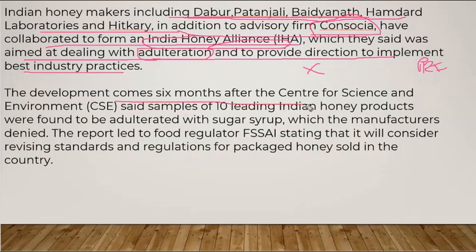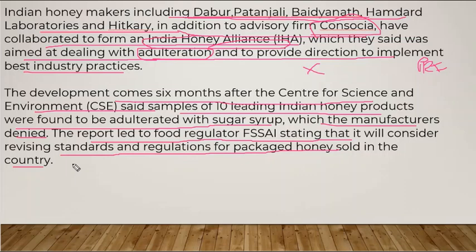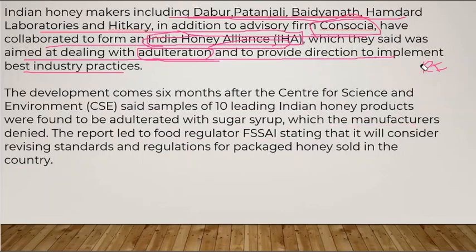The development comes 6 months after the CSE, that is the NGO, said samples of 10 leading Indian honey products were found to be adulterated with sugar syrup, which the manufacturers denied. The report led to the food regulator FSSAI stating that it will consider revising standards and regulation of packaged honey sold in the country. So due to this, the FSSAI had brought out many rules. Due to this fear, the Indian honey makers started an Indian Honey Alliance, promising that they would act against adulteration and would provide pure honey to each and every person who will consume it in India. So this was the current affairs news, guys.